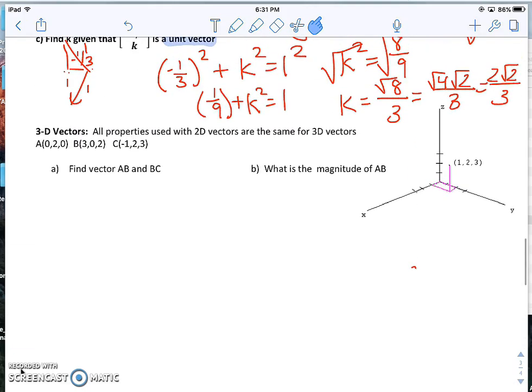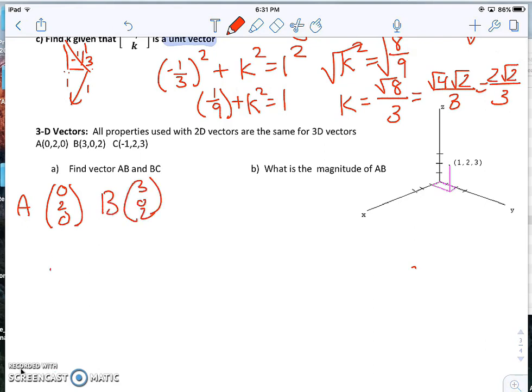Now, all the properties of 2D vectors are the same in 3D. So if we're working in three dimensions, it's the same. So vector A to B. A is 0, 2, 0 and B is 3, 0, 2. How do we get from A to B? 0 to 3 is 3, 2 to 0 is negative 2, and 0 to 2 is positive 2.